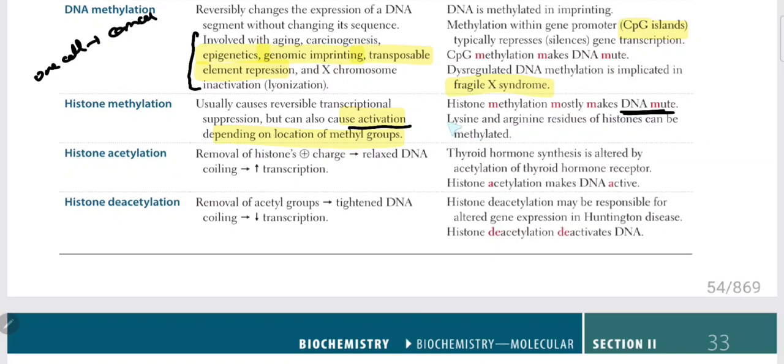Then we have lysine and arginine that can be methylated, and histone acetylation and deacetylation I already discussed. But we need to remember that acetylation basically relaxes the DNA. When you relax, only then can you make proteins. You can think of it like that. This is involved in thyroid hormone synthesis, and may be implicated in hyperthyroidism if there is over-acetylation. In the case of histone deacetylation, a very high yield topic is Huntington's disease. Histone deacetylation deactivates the DNA, leading to altered gene expression in Huntington disease. That is something that we need to remember.